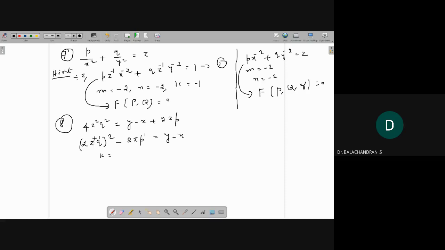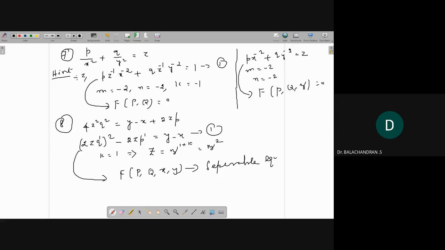So k is z power. So z power is 1. So k equal to 1. When k equal to 1, capital Z equal to z power 1 plus k, so z power 2. So now this is equation 1. So this equation is transformed into a separable equation, function of p, q, x, y. So separable equation. So try to solve these 8 problems.